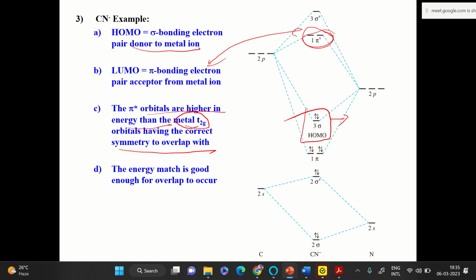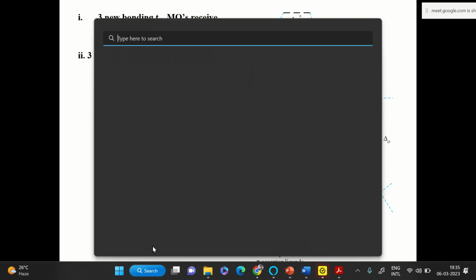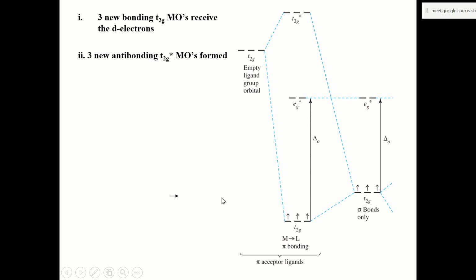Now take these two, the HOMO and LUMO, and make them overlap with the metal ions. So pi bonding will result. This is your metal and this is the ligands. So now we are moving from the previous MO diagram, which considered only overlap for sigma bond formation. With sigma bonds only, the ML complex was something like this. T2g and eg star were there, right? And this we consider as delta naught.